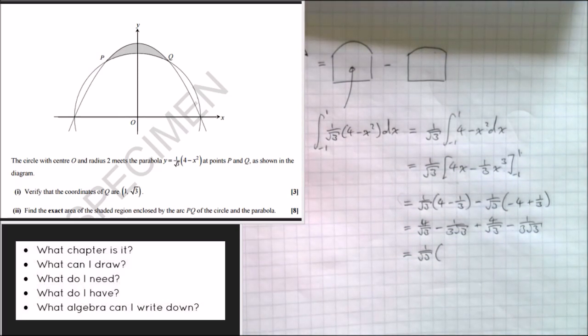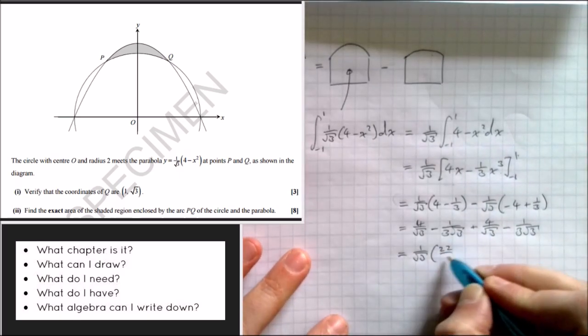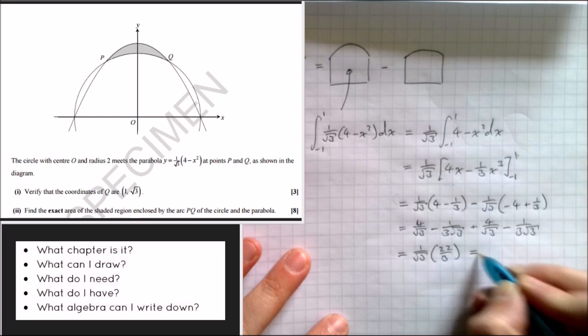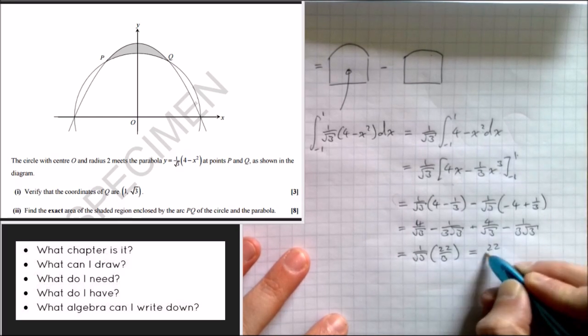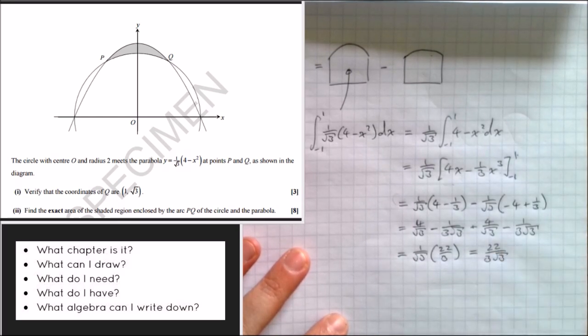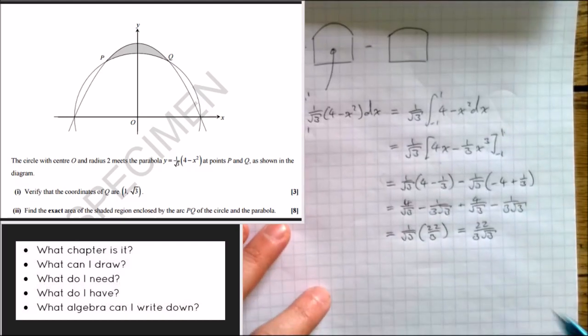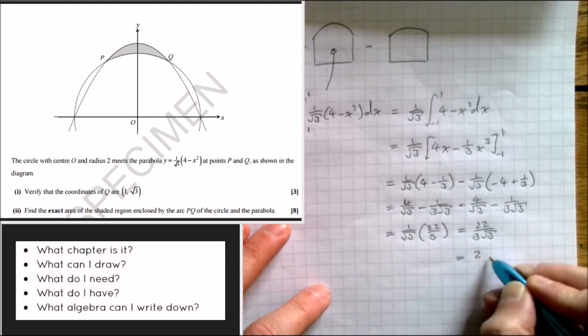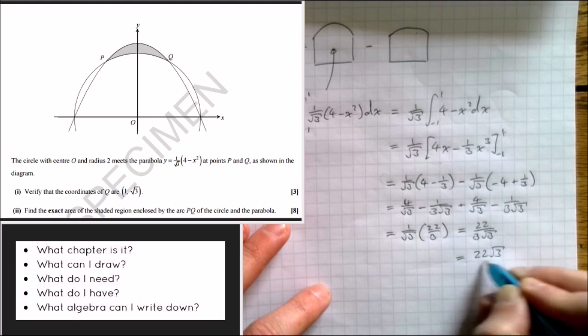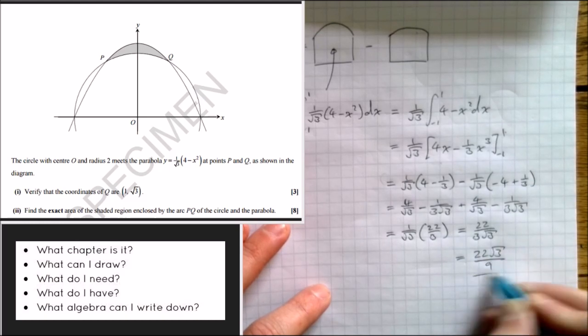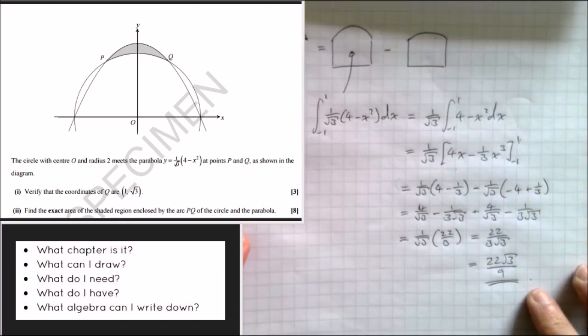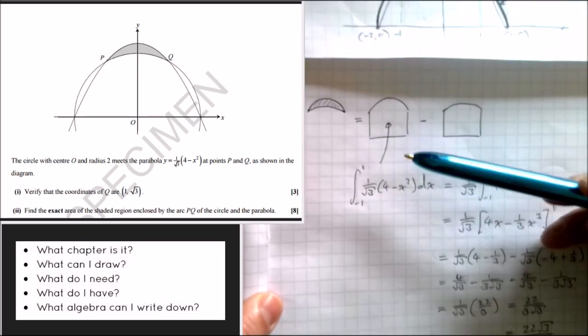That's 24 thirds, mate. 22 thirds. There we go. Quick maths. That's 22 over 3 root 3. I'm going to times top and bottom of that by root 3, I think. I think I'm going to call that 22 root 3 over 9. Fab. Oh, that was a slog.